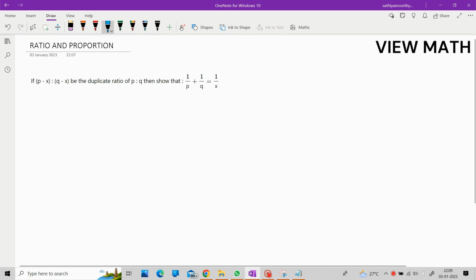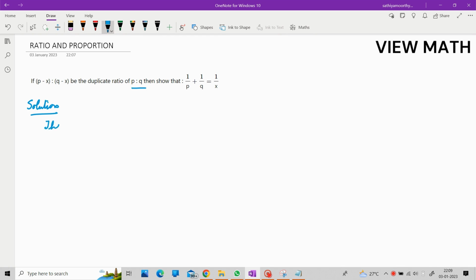Now let's see the next problem. If p minus x is to q minus x is the duplicate ratio of p is to q, then show that 1 by p plus 1 by q is equal to 1 by x. So what they have given is, p minus x is to q minus x is the duplicate ratio of p by q. The duplicate ratio of p is to q is p square is to q square.